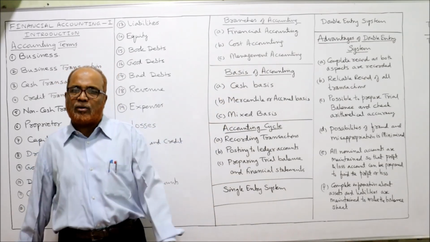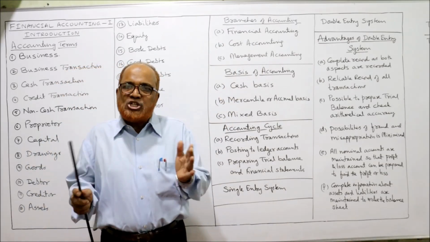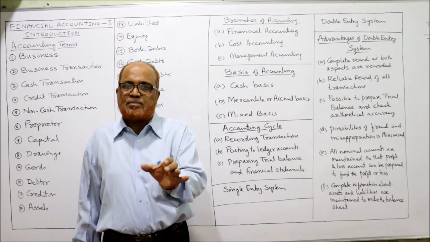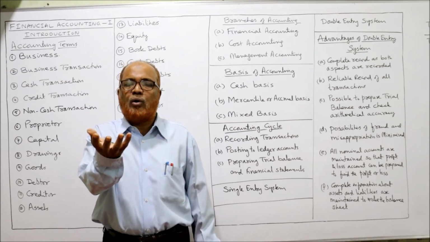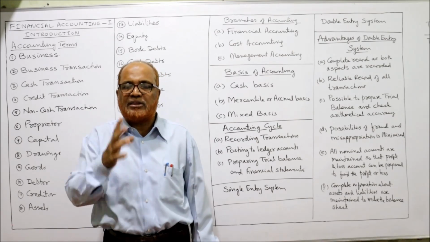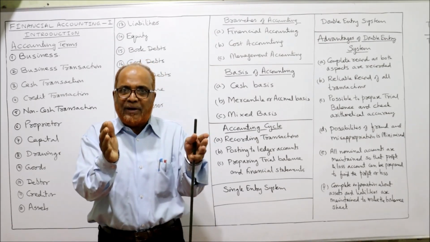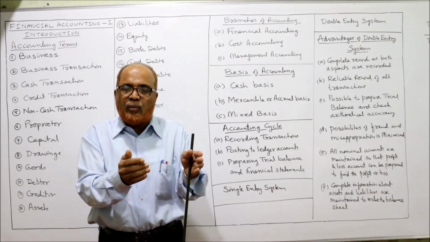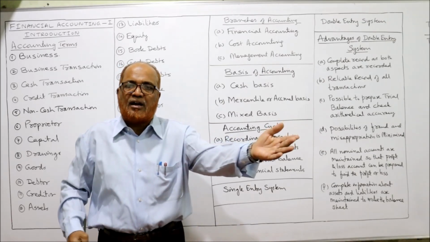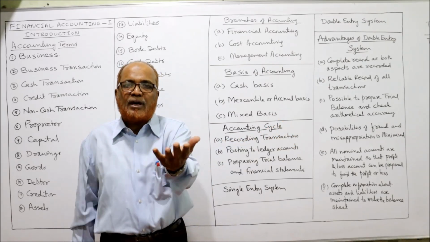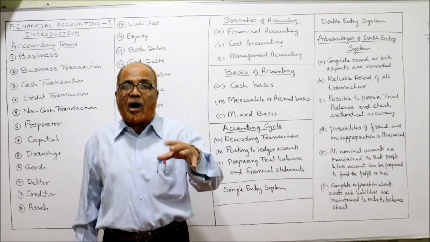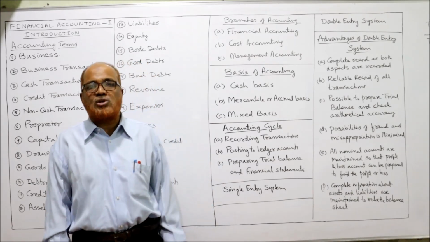Now basis of accounting. See here, while matching the revenue with expense, because we can get the profit only after matching the revenue with expense. During a particular period of time, how much revenue we got, how much expenditure we incurred, by making this matching, we can get the profit. So how to match? We have three bases of accounting.